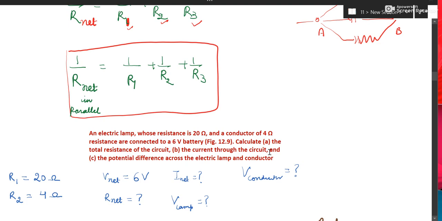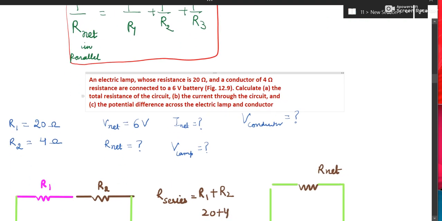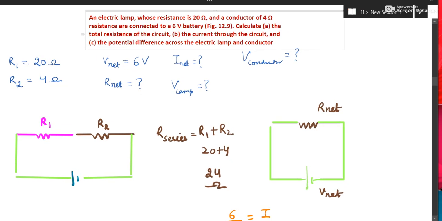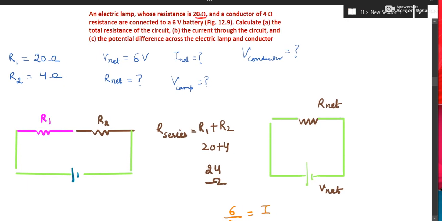Now we'll see some in-text questions. An electric lamp whose resistance is 20 ohm. So see, I've written resistance 1 is 20 ohm. A conductor of resistance 4 ohm. So resistance 2 is 4 ohm. Are connected to a 6 volt battery. So this is net voltage, 6 volt.